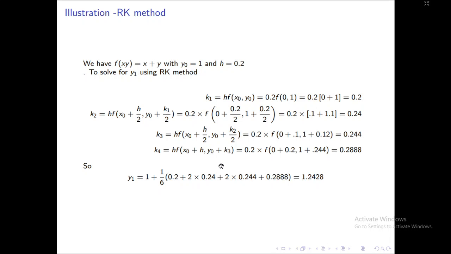Substituting the values, it is y naught, that is 1, plus 1 by 6 into k1 0.2 plus 2 into k2, which is 0.24, plus 2 into k3, which is 0.244, plus k4, that is 0.2888, and that will give 1.2428, correct to 4 decimal places.